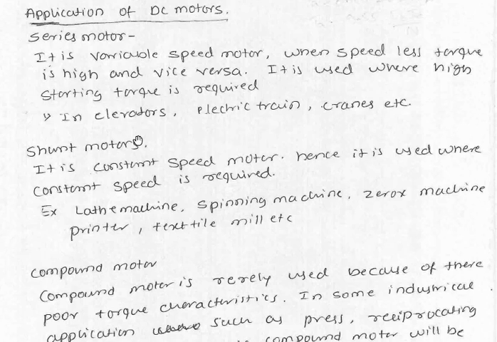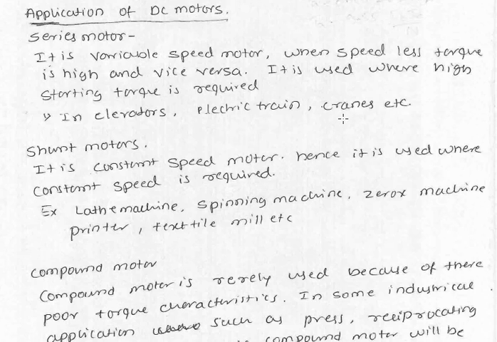An example is elevators. During start, we need a huge torque, and once it starts moving, the amount of torque required will reduce. In such applications, we can use the series motor. Similarly, electric trains and cranes, where the starting torque is higher.